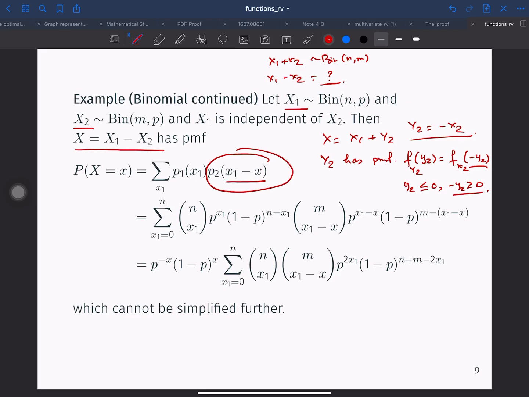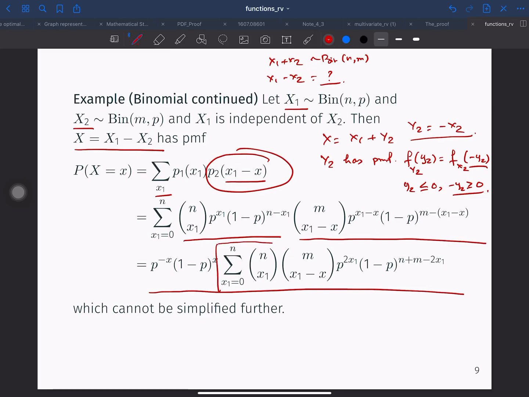So I sum over x1 again, the marginal PMF for x1 times the marginal PMF for x1 minus x. But after I do some simplification, I get this sum. And this sum, the inner sum here, is no longer simple. I can no longer invoke the Vandermonde identity, so I cannot simplify further. I get something that I can write down, but it doesn't look like anything I knew before. It doesn't look binomial, Poisson, or negative binomial. It is just whatever it is.